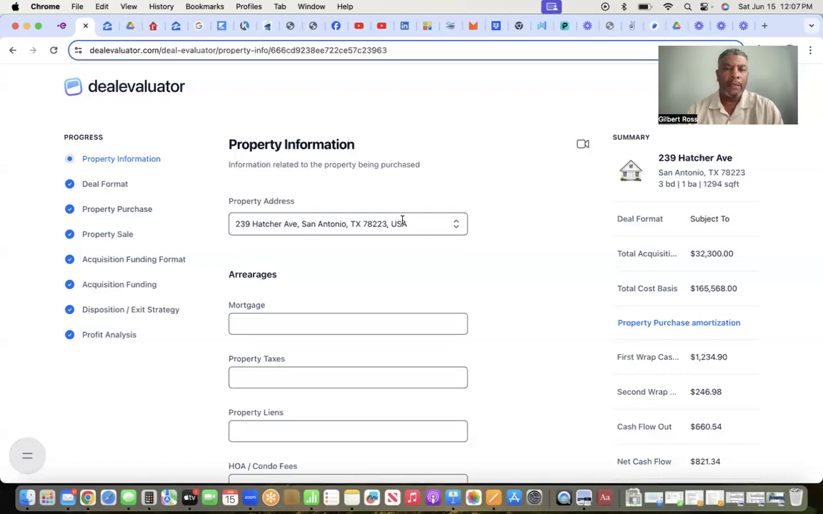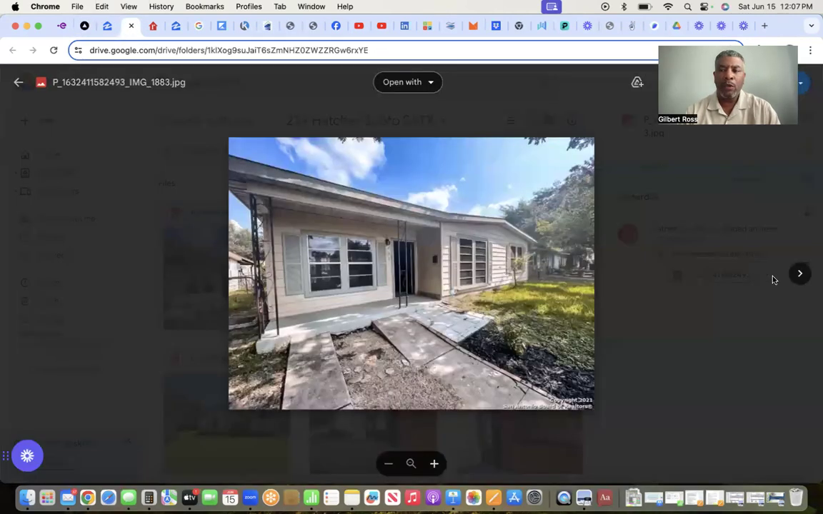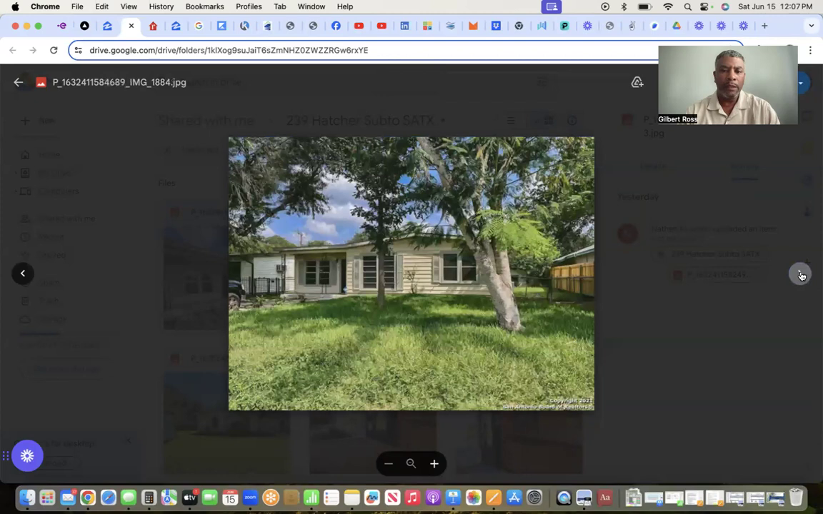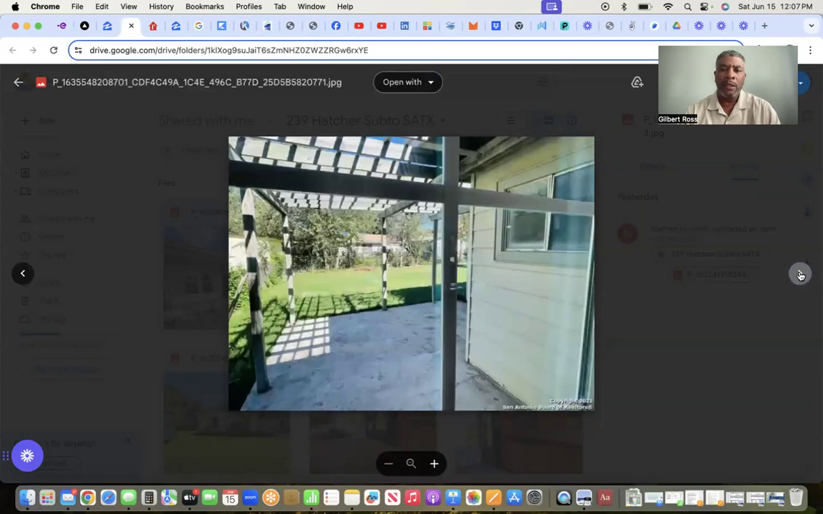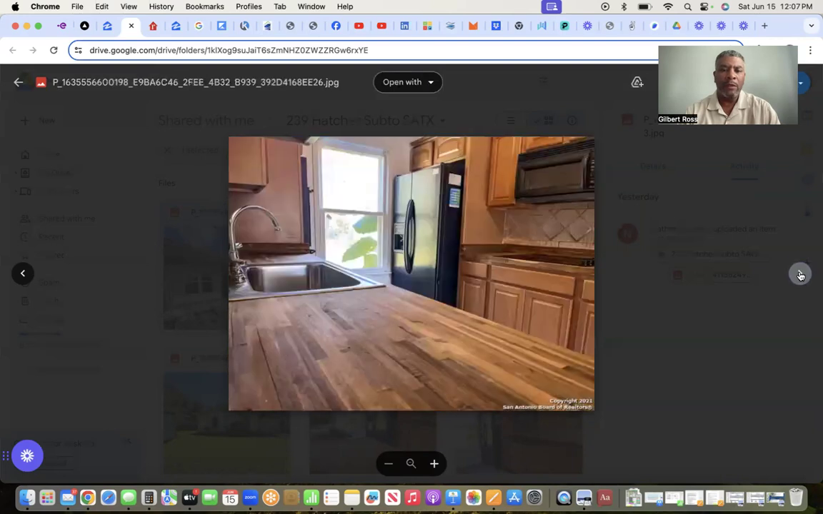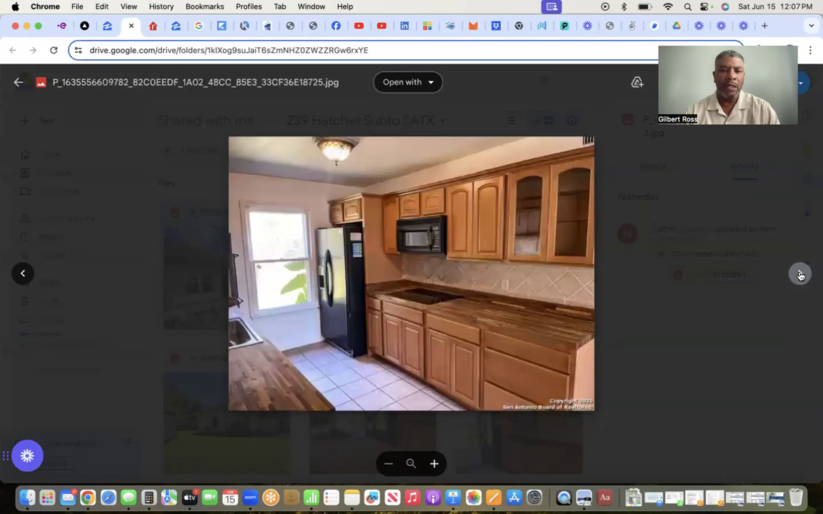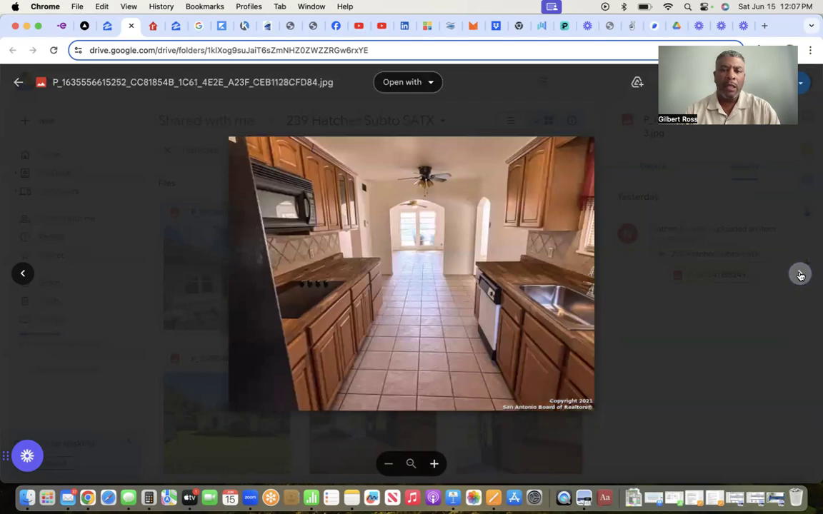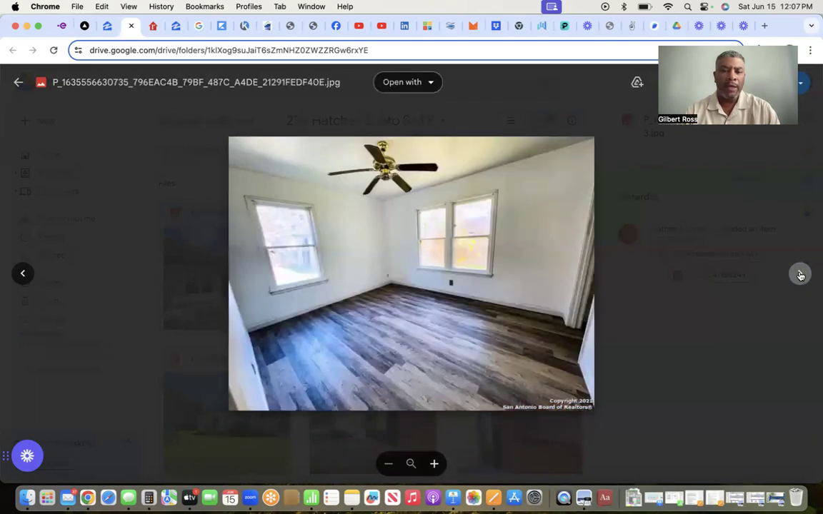And so here is the address. It's in San Antonio. Three bedroom, one bath house, just under 1,300 square feet. And let me show you some of the photos. Nice little house, affordable area. Be a good house for someone to kind of get into. So as you can see, pretty clean. Doesn't need any work or anything like that.